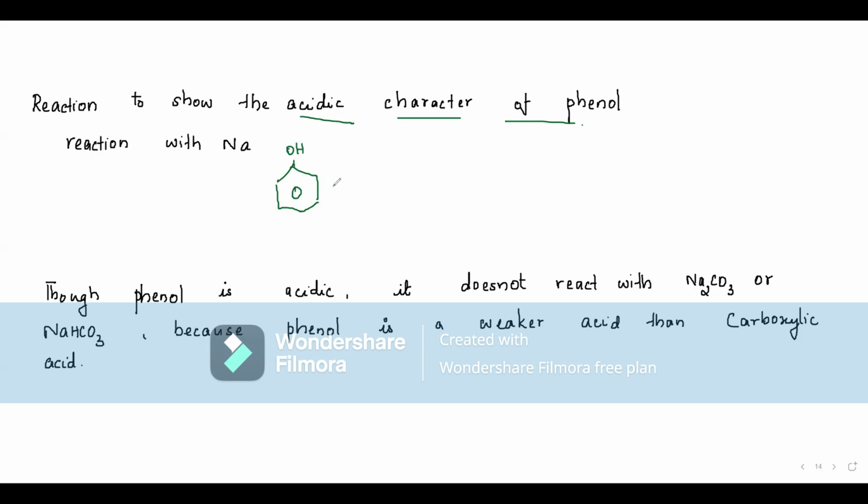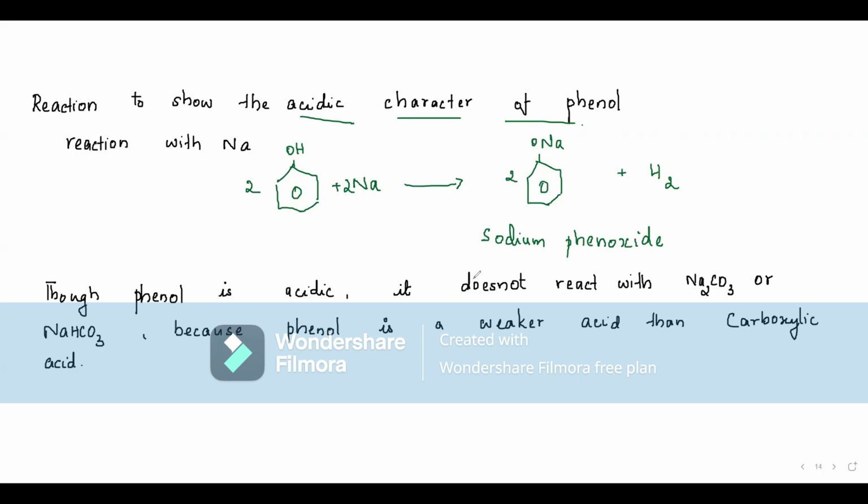Let me treat phenol with Na. To balance this, I need 2 phenol and 2 Na, and the product that I get will be sodium phenoxide, ONa, along with H2, hydrogen.